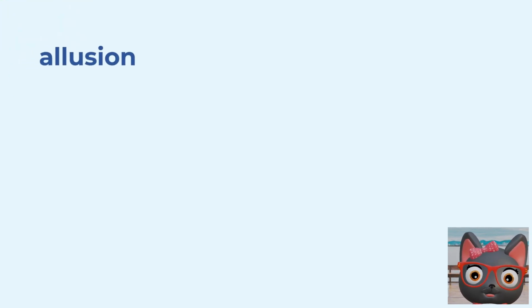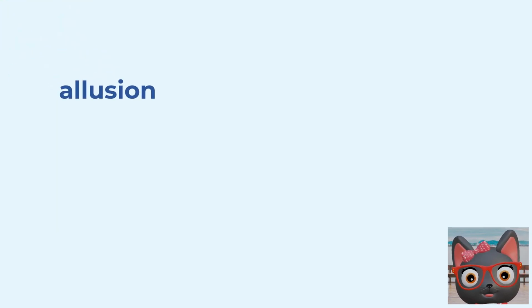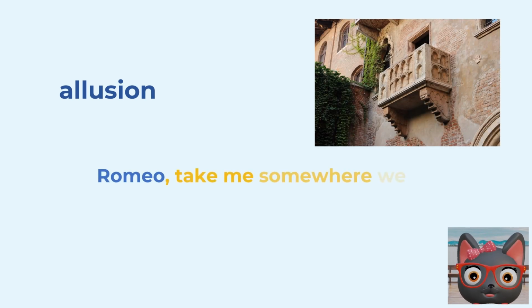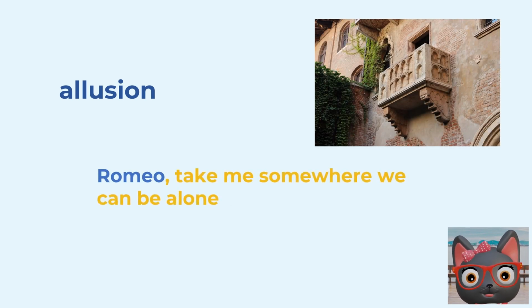An allusion is an expression designed to call something to mind without mentioning it explicitly. It can be a reference to another work of literature, an event, a person, anything really. So here's an example from one of my favorite artists, Taylor Swift. "Romeo, take me somewhere we can be alone" is a line from her song Love Story. Thank you. Did you like my singing voice? Is she singing this to her boyfriend named Romeo? I don't think so.